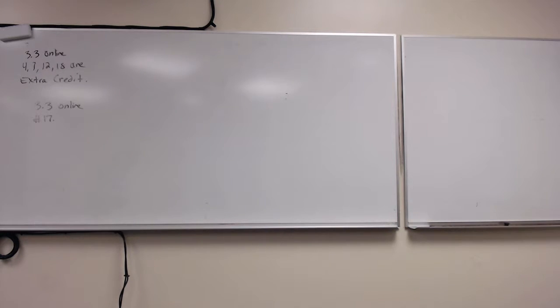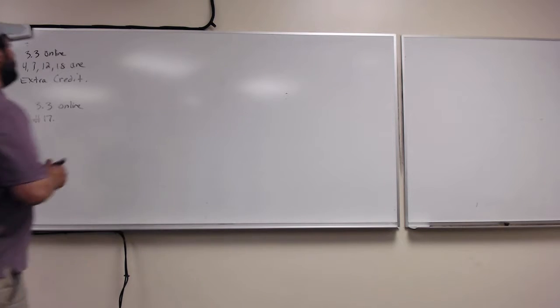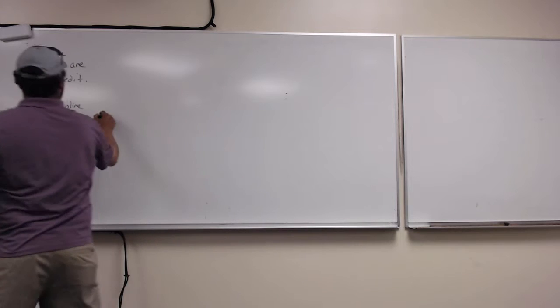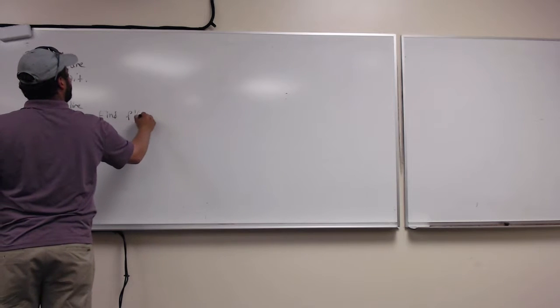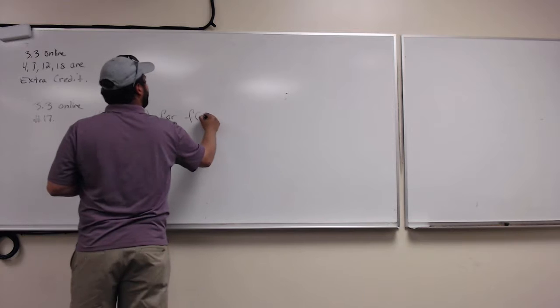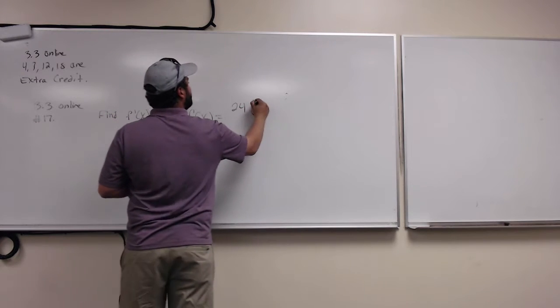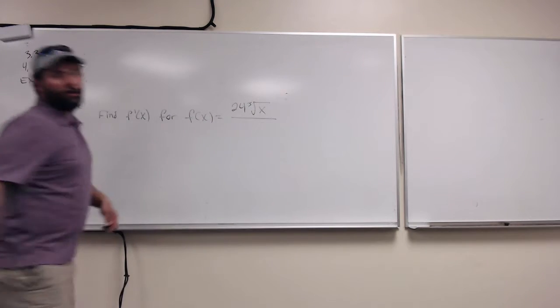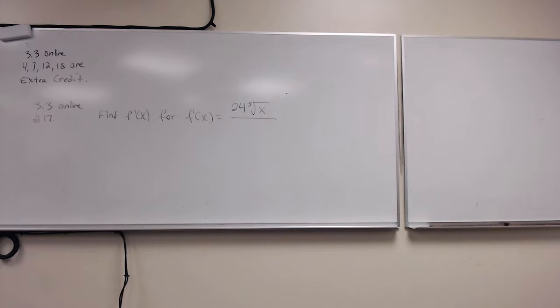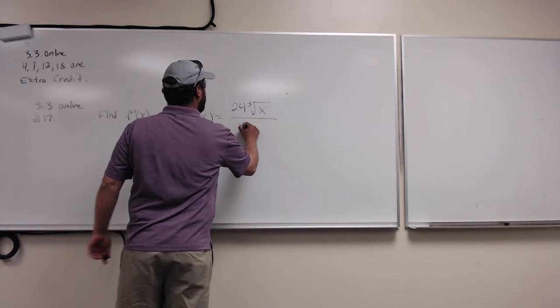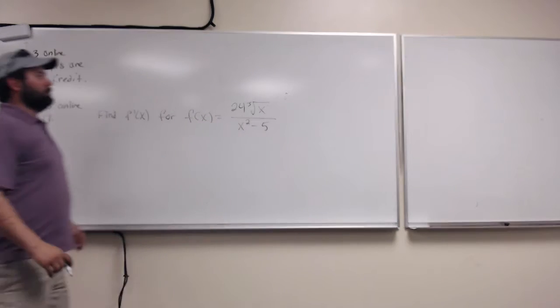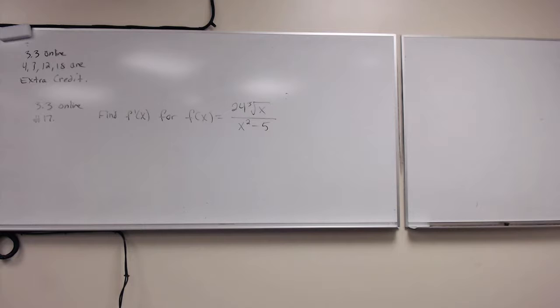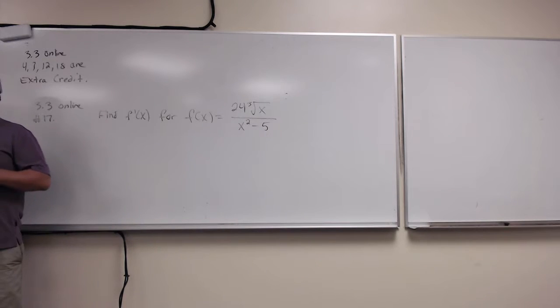So number 17 on the online homework. And again, the numbers might be different than yours, but it says find f prime of x for f of x equals 24 times the cube root of x over, and then mine has x squared minus 5 in the bottom. So is yours the same, roughly? Yeah, it was either 5 or 3, one was 9. Okay, so I think it'll be the same idea. Plus x to the 4 times that. So we all ready to roll?